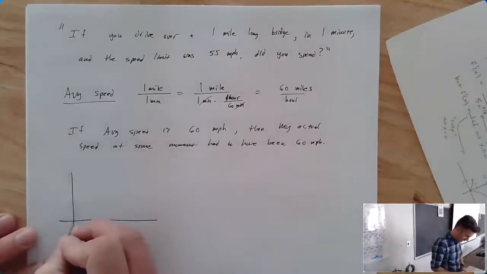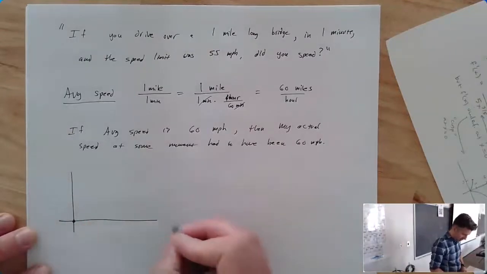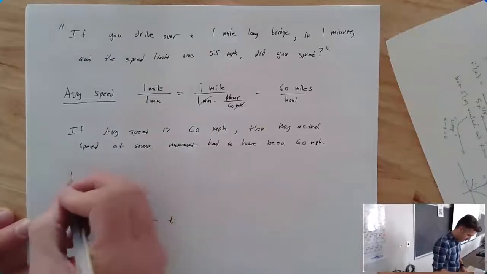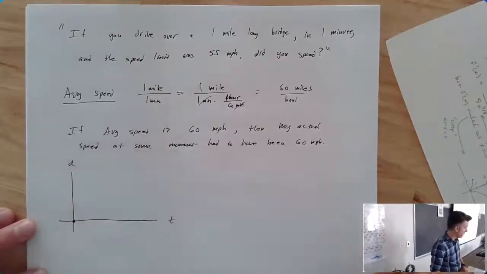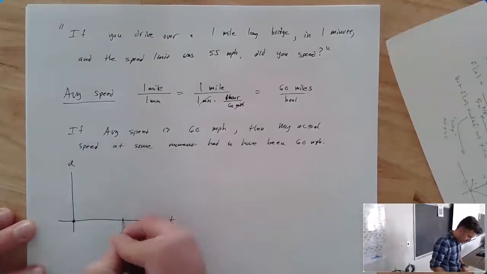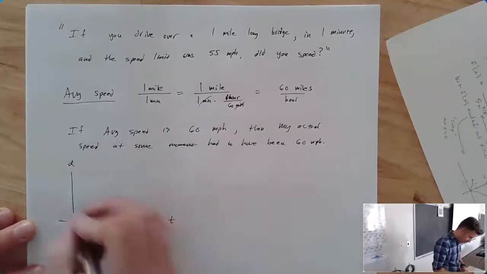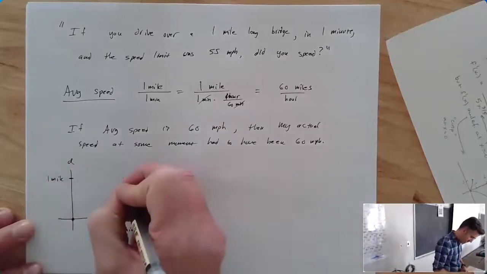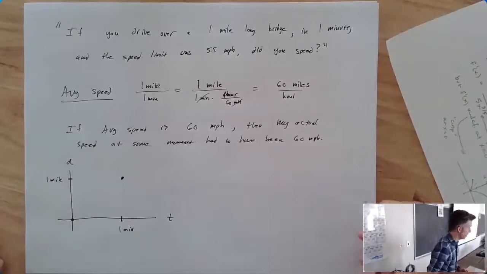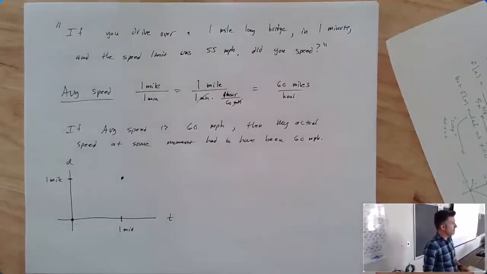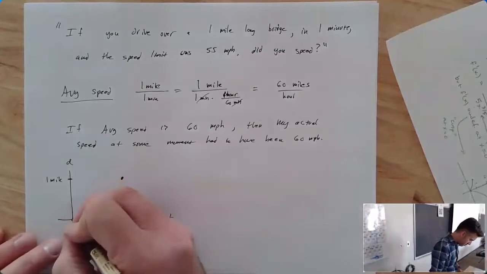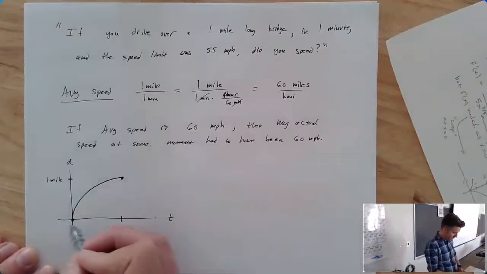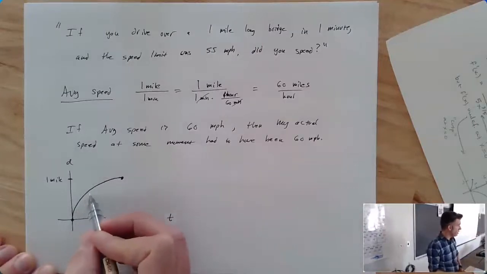So here I'm starting at the point 0, 0, where my time is 0 minutes and my distance is 0 miles. And then I'm going to end up 1 minute later, having traversed a distance of 1 mile. So I'm going to end up over here. So there's my distance versus time graph. And maybe my distance looked like that. Like I was covering a lot of distance rapidly, and then I slowed down.